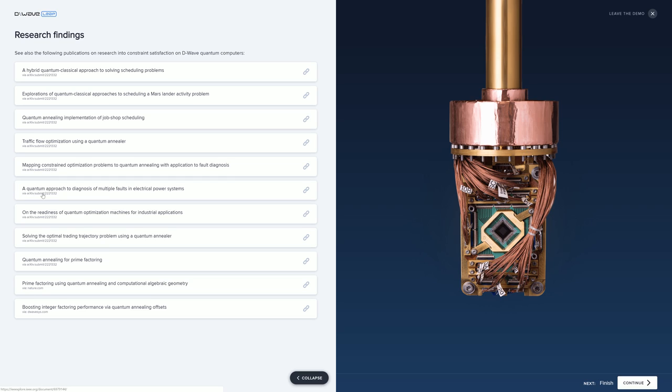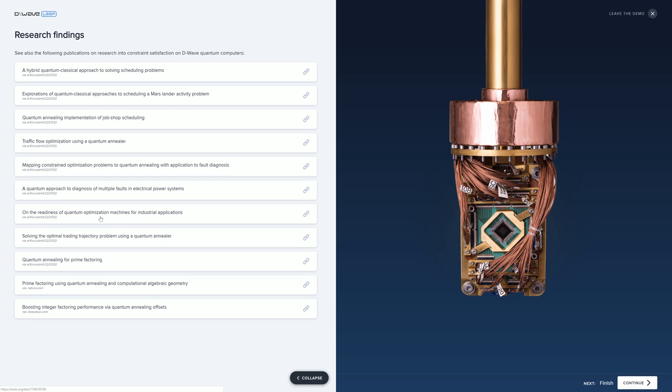Okay. A quantum approach to diagnosis of multiple faults in electrical power systems. Oh, we need that one for the next electrical power operated motors, like electrical cars, electrical flying cars, and so on. A quantum approach to diagnosis of multiple faults in electrical power systems. We don't need faults in electrical power systems. It needs to function perfectly.